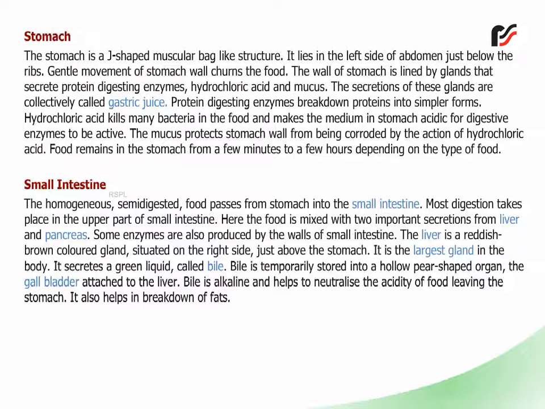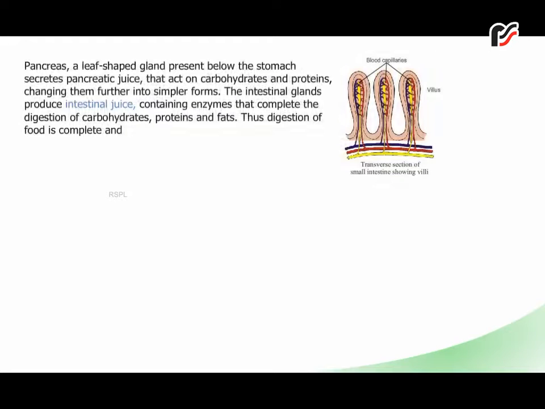Bile is alkaline and helps to neutralize the acidity of food leaving the stomach. It also helps in the breakdown of fats. The pancreas, a leaf-shaped gland present below the stomach, secretes pancreatic juice that acts on carbohydrates and proteins, changing them further into simpler forms. The intestinal glands produce intestinal juice containing enzymes that complete the digestion of carbohydrates, proteins, and fats.